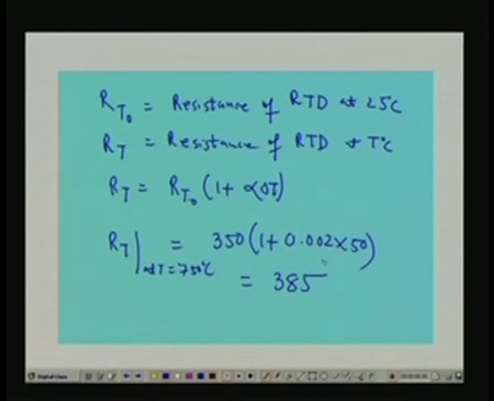Now, to keep the bridge balanced at 75 degree centigrade, R2 is to be adjusted to 385 ohm, right. So, in that case the bridge will be balanced. Now, the question is we need a resolution of 0.5 degree centigrade, right. So, if you have a resolution of 0.5 degree centigrade, the output should change by 0.05 volt for every change of 0.5 degree centigrade in temperature.